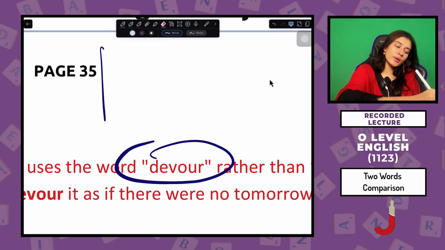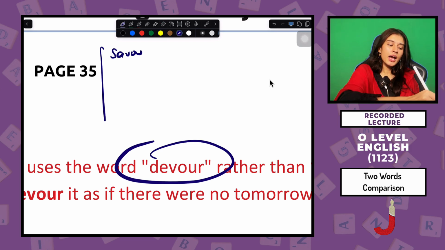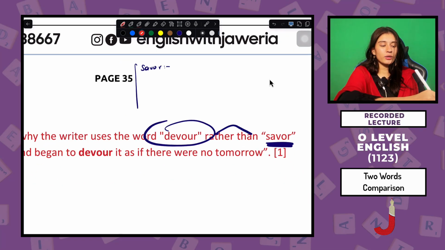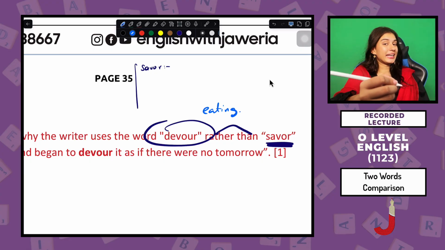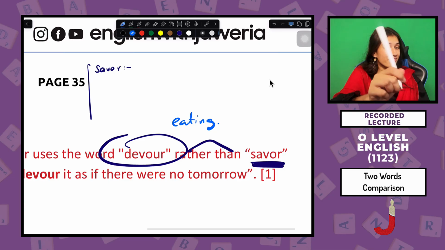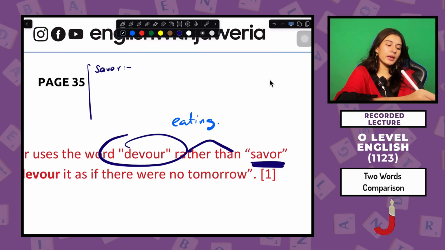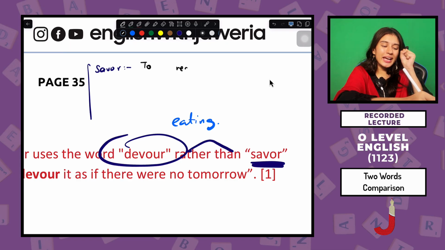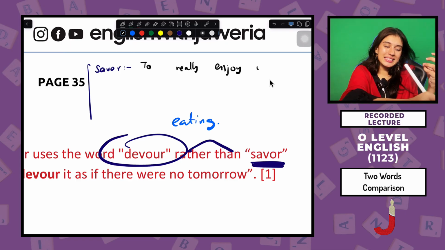Now, on the other hand, the word savor means something a little different. Obviously, they are both linked. How are they linked? They're both talking about eating. Savor also means to eat. But the difference is that savor, which comes from the word save as well, means to really enjoy something you're eating. To really enjoy whilst eating.